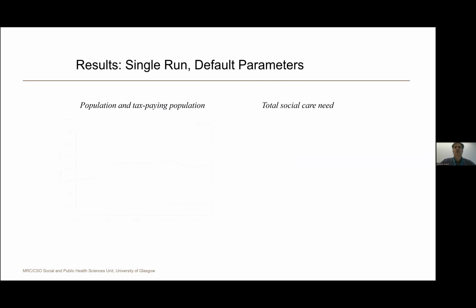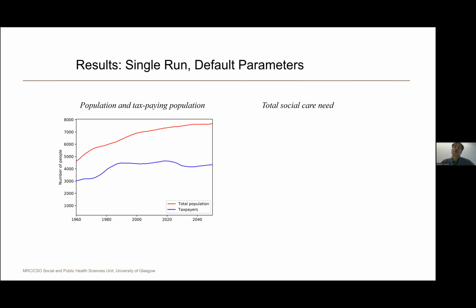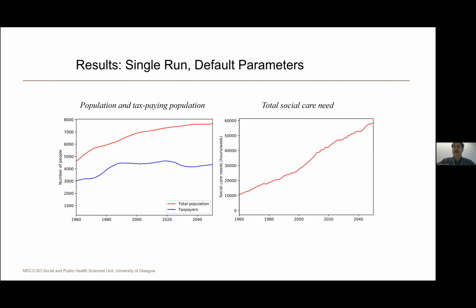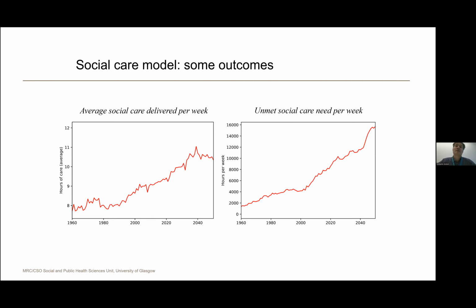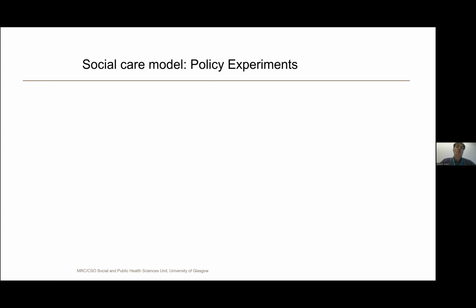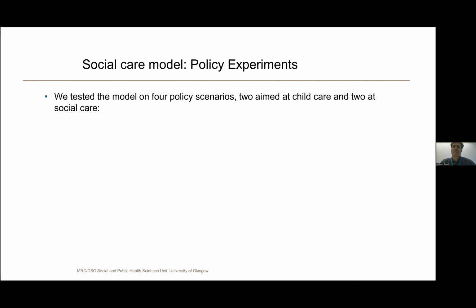And so we can run some simulations to show the evolution of social care through time. We can see the total social care need increases, and also the average social care delivered per week increases up to the year 2040. But these are just demonstrative results, just to show the potential of the model. And so the unmet social care need also increases, quite steeply from the year 2000. And I don't know how much time I have, but anyway, I had a couple more slides to show some policies.